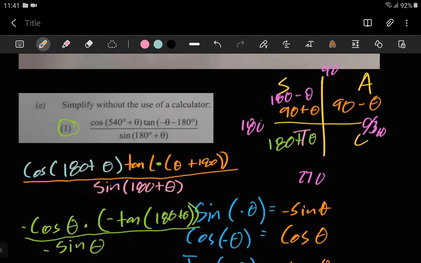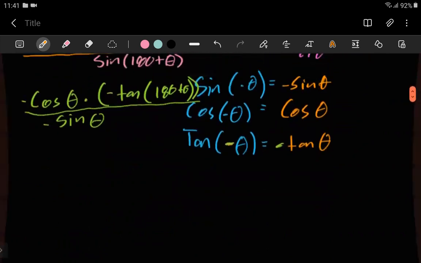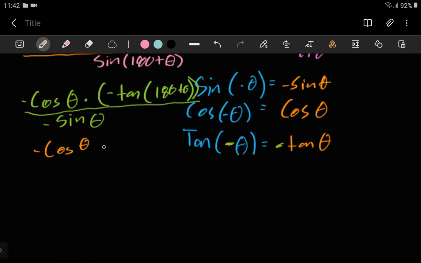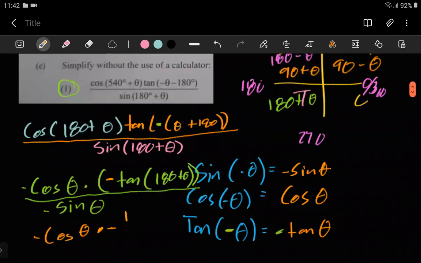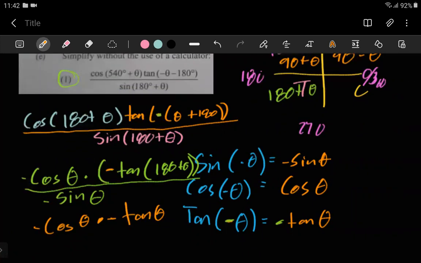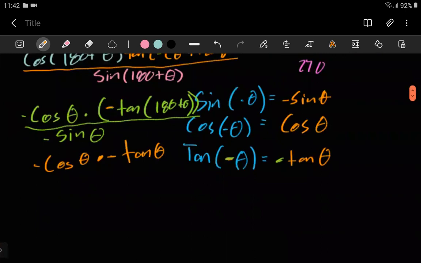So up here, still taking it nice and easy as we should. Remember, you have to be careful here because this negative is already outside. But then tan, 180 plus, we know that tan is positive there. So we're gonna have tan theta here, and this negative was already there. And then here, we're gonna have negative sine theta.